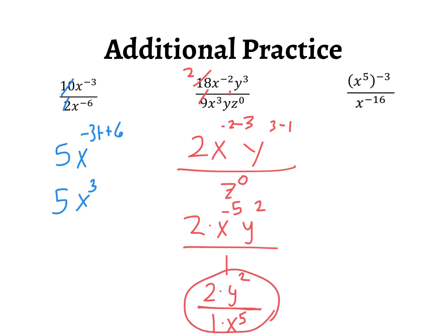So what did I do? This negative exponent, x to the negative 5th, I put it in the bottom to make it positive. And that's our solution. 2 times y squared over 1 times x to the 5th. Now technically I don't have to write the 1, I can just say 2y to the 2nd power over x to the 5th power. Multiplying times 1 doesn't really change anything, so I don't have to put it here.